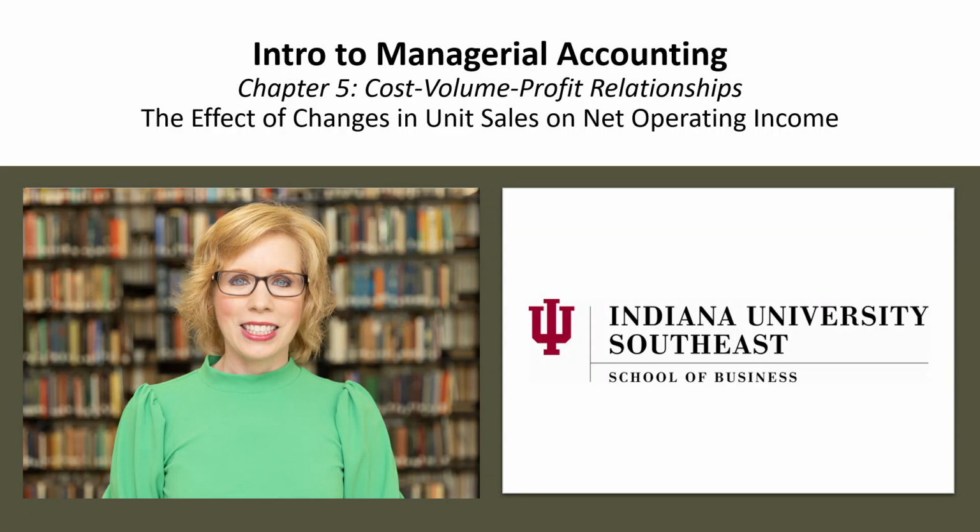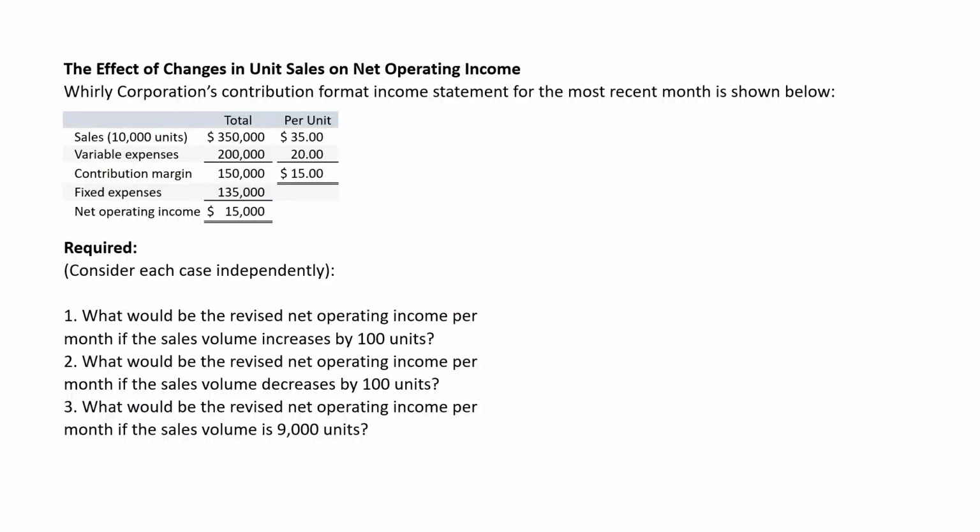In this video, I'm going to use CVP analysis to determine the effect of changes in unit sales on net operating income. So we're starting with a company for this month, and we've got their contribution format income statement. We've got their sales when they sold 10,000 units is $350,000 in total, and that would be $35 per unit. Their variable expenses in total are $200,000.